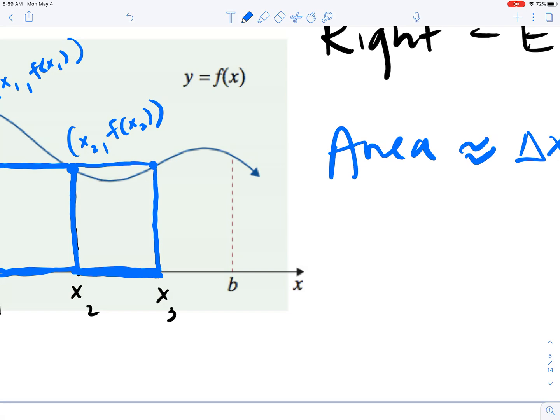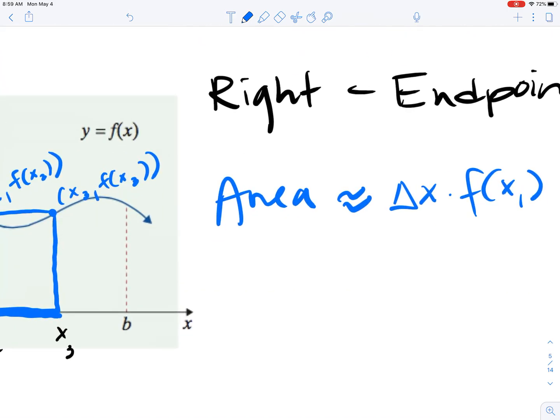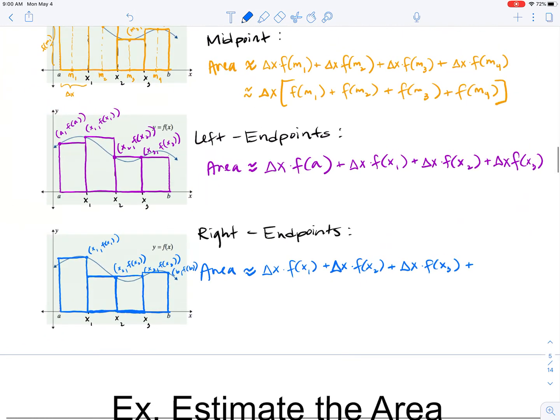And the third rectangle would have a height that would correspond to f of x sub 3. And the fourth rectangle would have a height that would correspond to f of b.